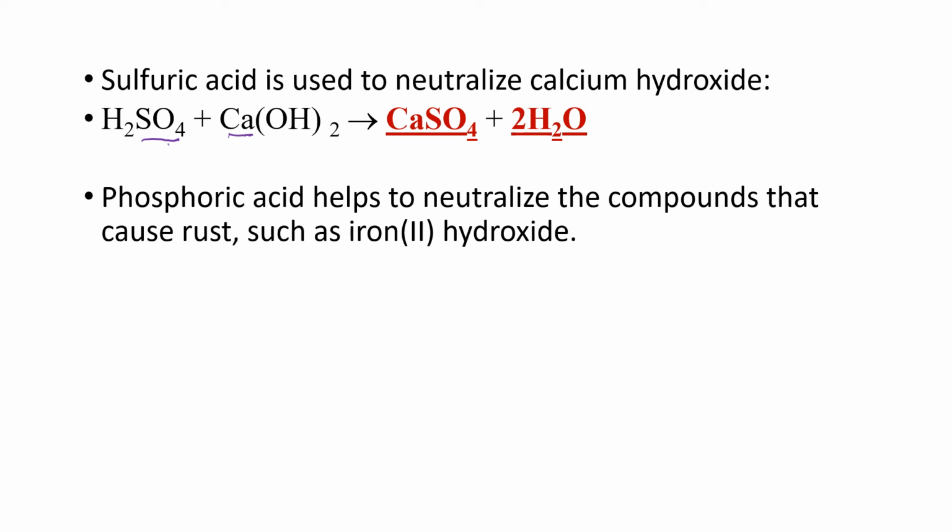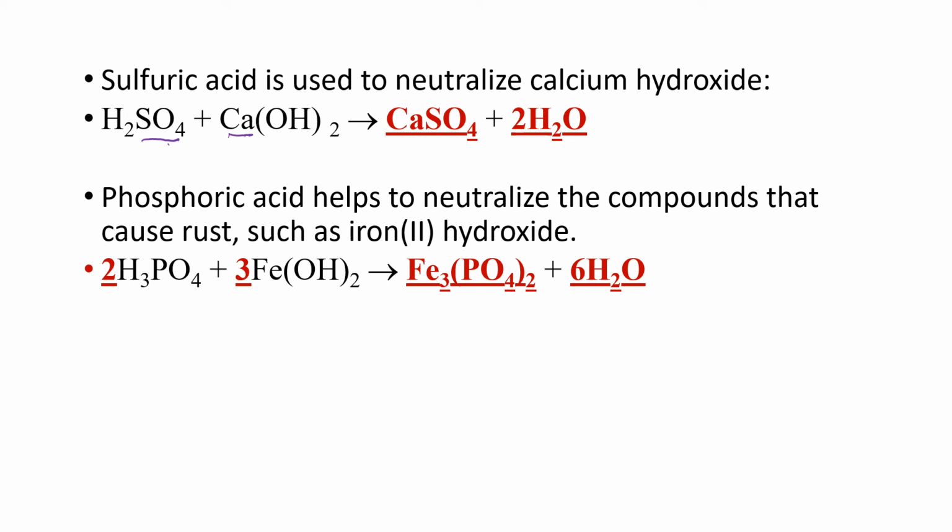Phosphoric acid helps neutralize the compounds that cause rust, such as iron 2 hydroxide. So phosphoric acid is H3PO4. Once again, don't expect you to know that at this point. Iron 2 hydroxide is Fe(OH)2. That one you should be able to handle. We're going to combine the nonmetal from the acid with the metal from the base, and we get iron 2 phosphate, so Fe3(PO4)2, and then water, and once again needs to be balanced.